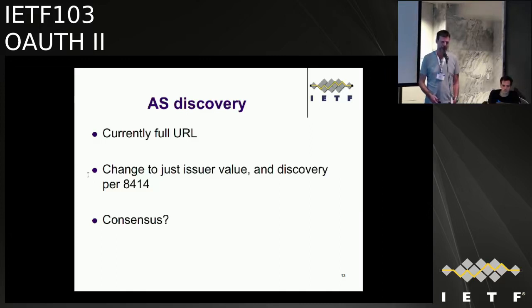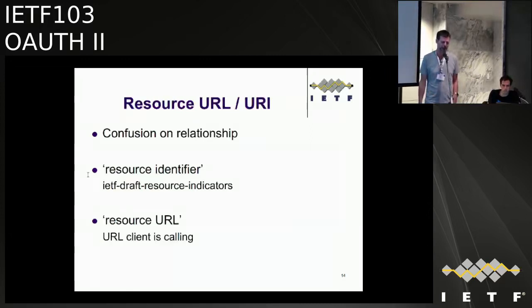And there was some discussion as people were somewhat confused between the whole URL that you're fetching, making a call, versus a URI. I changed the name to be more resource identifier, and that's what's in the IETF draft, resource indicators. And the resource URL is the URL the client's calling. So I'll add more descriptions in the doc to clarify between the two of those.